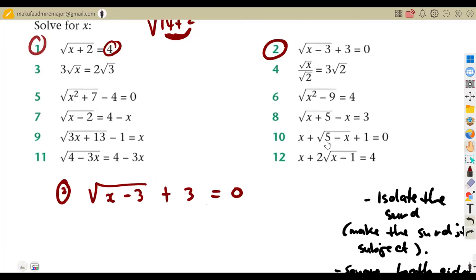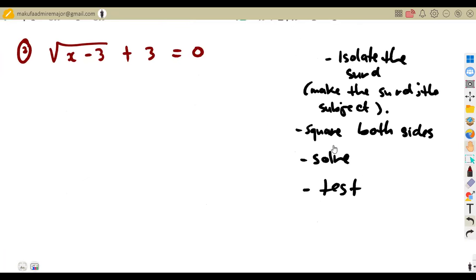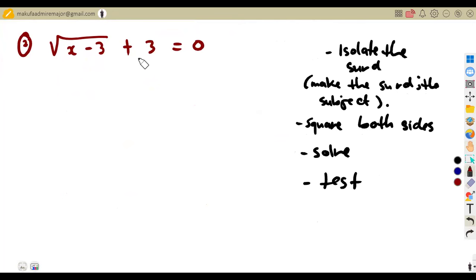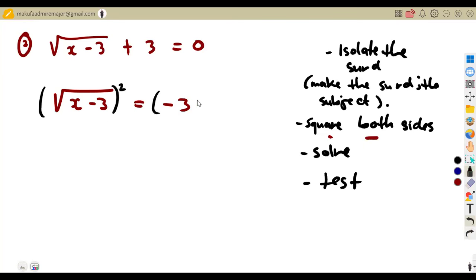So as we want to make the surd, the part that is under the square root, the subject, that is to isolate this. So what is affecting a plus 3? How do you remove this? You transpose this to the other side of the equation. It becomes a negative there. So it becomes the square root of x minus 3 is equal to minus 3. It was a positive. The moment it crosses or jumps the equal sign, it changes its sign. Then we square both sides. So we're going to square this side to remove the square root.